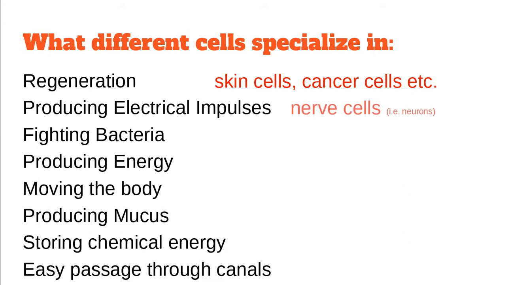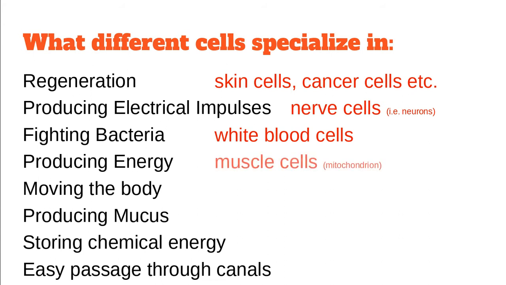Producing electrical impulses, those are nerve cells. Again, our neurons work by sending electrical impulses that work with our brain, and we're able to sense our environment. Fighting bacteria, we're talking about white blood cells. If you've ever seen that Disney movie Osmosis Jones, he's a white blood cell, and that is what is used in our blood to fight bacteria and invaders into the body that we don't want to be there.